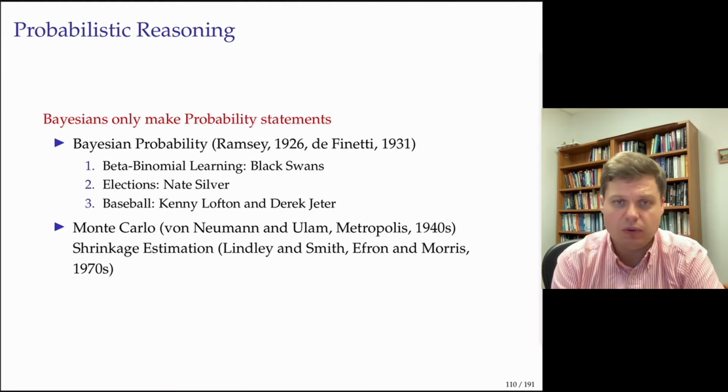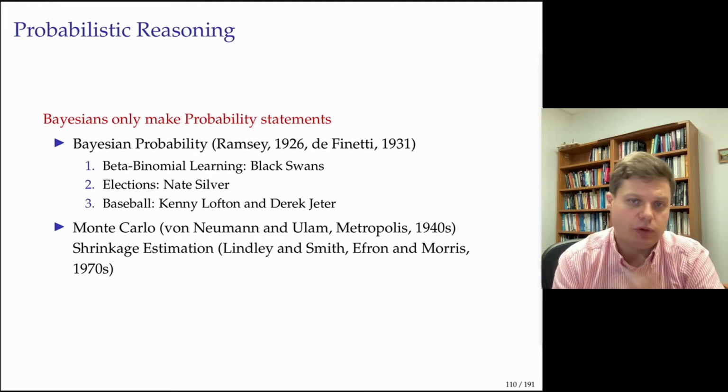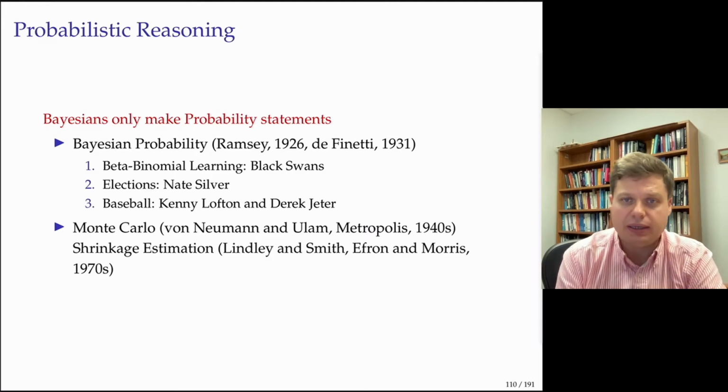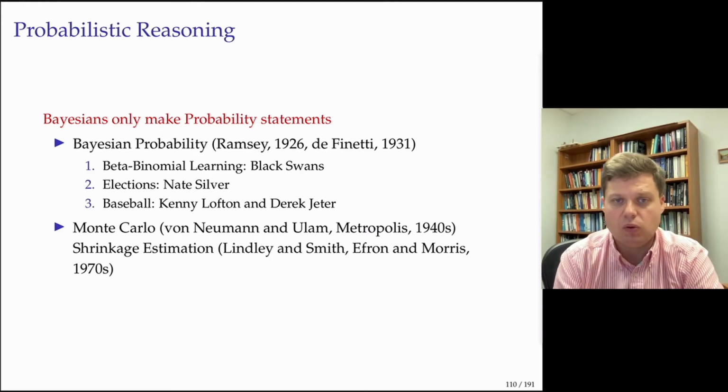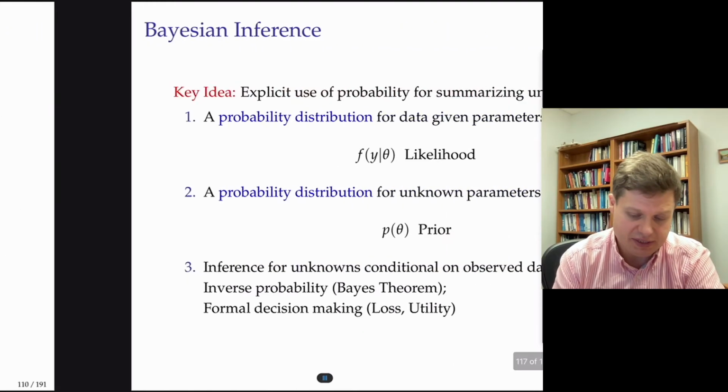And again, we're going to be using Monte Carlo due to von Neumann, Ulam, and Metropolis. We're going to do shrinkage estimation, and people like Adrian Smith are really the people who started talking about this and pioneered some of the techniques. Smith was the person behind the Gibbs sampler, and Efron and Morris also wrote about shrinkage estimation in the 70s.